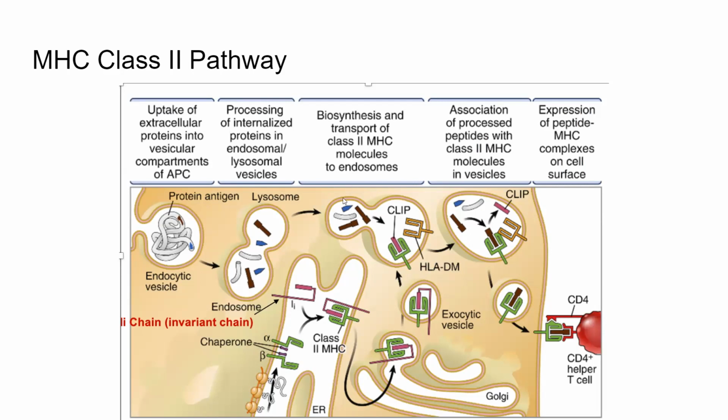And then once the two vesicles fuse, you have HLA-DM, which is the non-classical type of class 2, which is also important. I do believe that was a question. HLA-DM is what removes the clip protein and allows MHC class 2 to bind to its antigen. And then it gets exocytosed and presented. Does anyone have any questions on that?